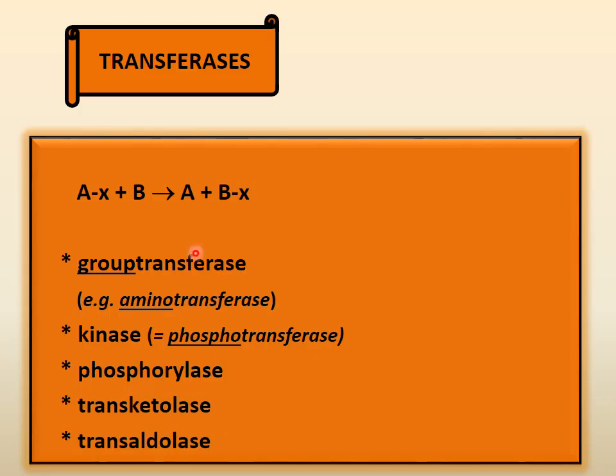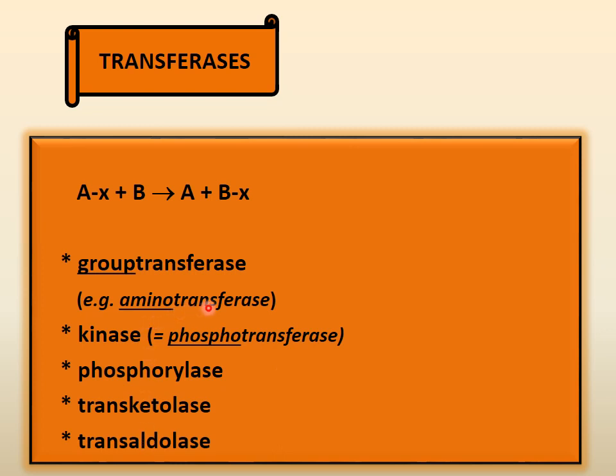Now the second class is transferase. Enzymes grouped under this class transfer a group from one substrate to another. For example, kinase transfers phosphate, so they are also known as phosphotransferases. They transfer phosphate from ATP to the substrate. The second is phosphorylase enzyme. They transfer phosphate from one substrate to another.